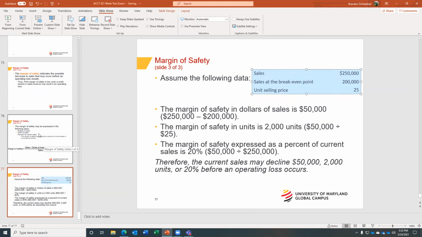Okay, margin. So in our example, sales are 250,000. The sales at the point of break even is 200,000, and the unit selling price is $25 per unit.